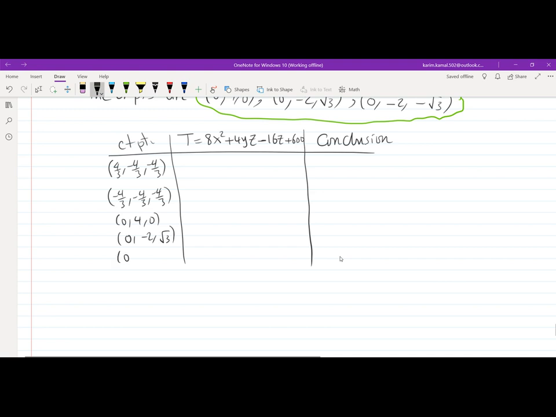If you use these points to substitute in this function, you will get first point 642.7, and the same here 642.7, and the third one will be only 600 as x and z equals 0. The fourth one will be 558.4. The last one will be 641.6. As you see that this point and these points are the highest values.